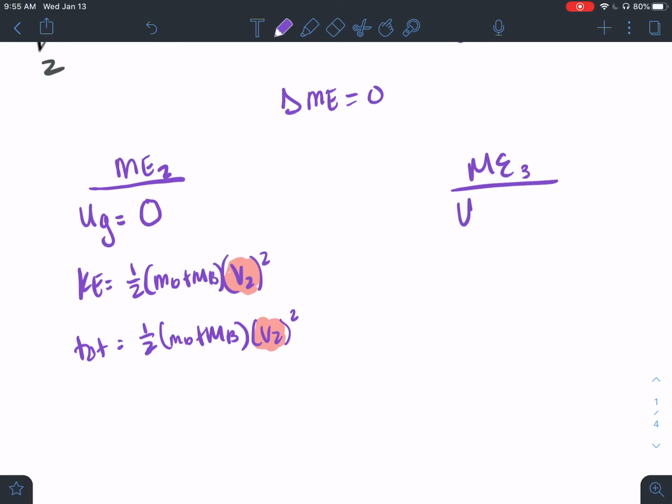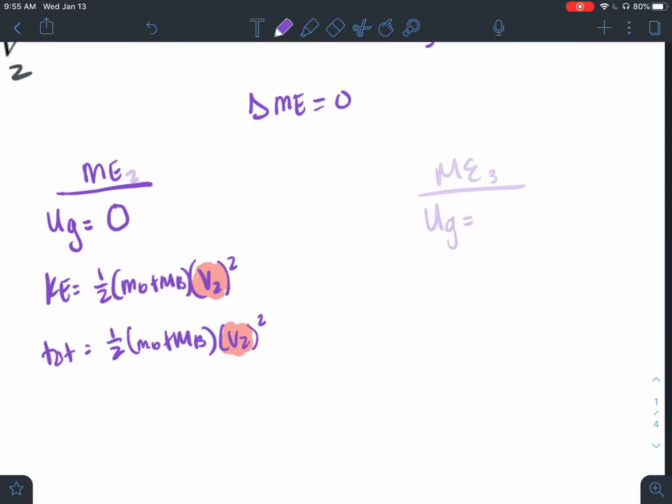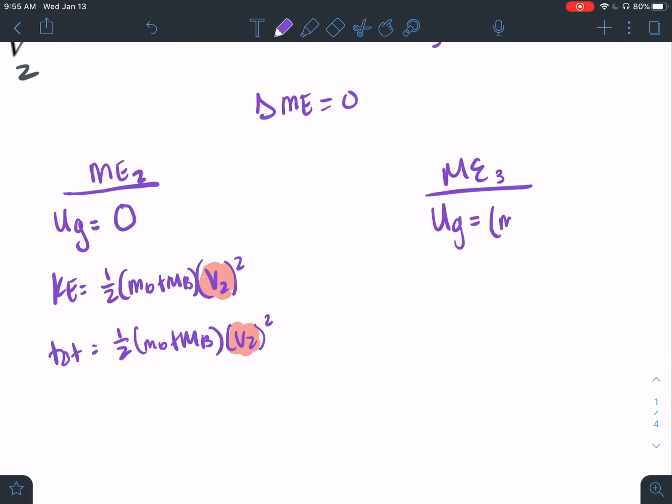So here, we're going to look at the gravitational potential. This one does have gravitational potential because it's no longer at the bottom of the swing. So we're going to represent that as those combined masses, and then just GH, our normal expression for gravitational potential energy. If we look at the kinetic, as we just said, it has 0 velocity at the very top as it swings back down. So its kinetic is equal to 0. So the total in this case is just that gravitational potential.